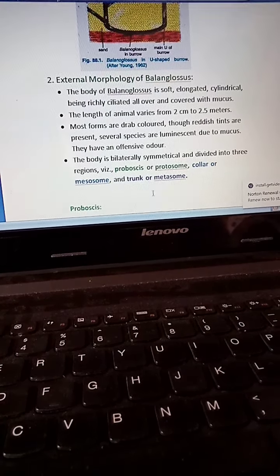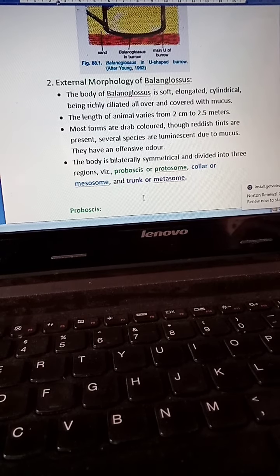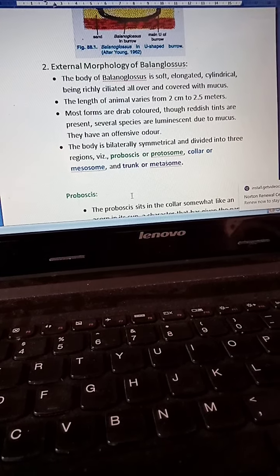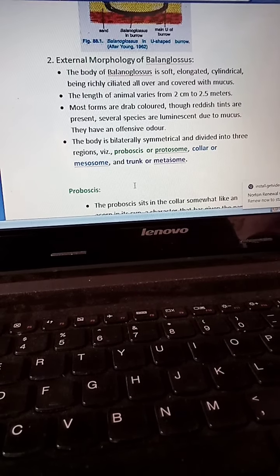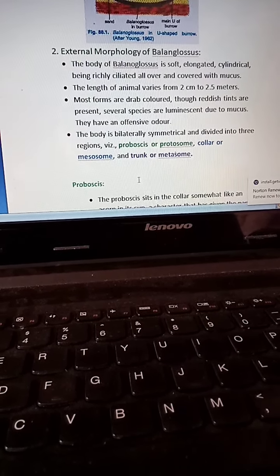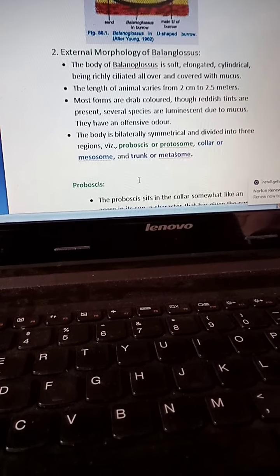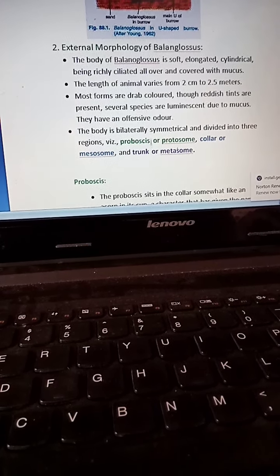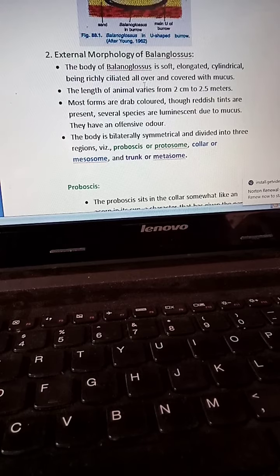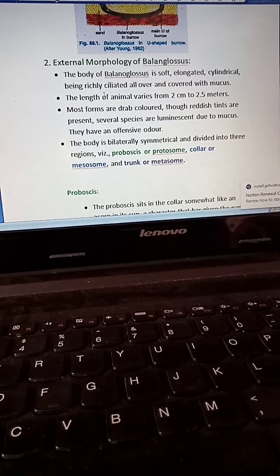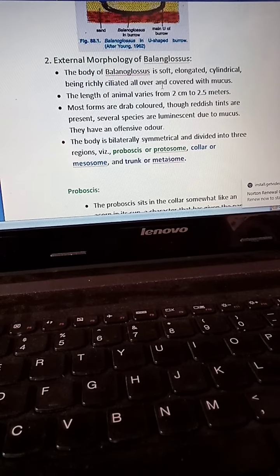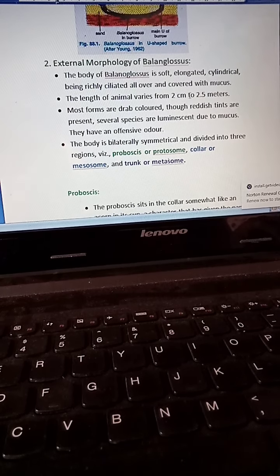Next, coming to the external morphology of Balanoglossus. As I said previously, the Hemichordata body is three-fold, which I will explain now. The body of Balanoglossus is soft, elongated, cylindrical, richly ciliated all over, and covered with mucus.